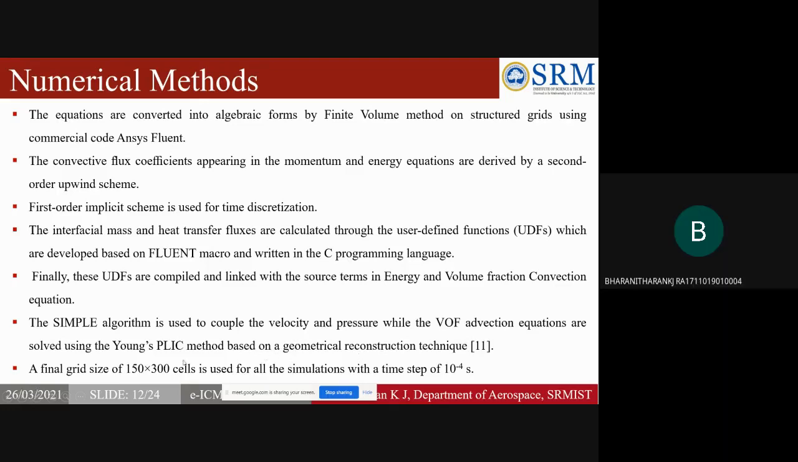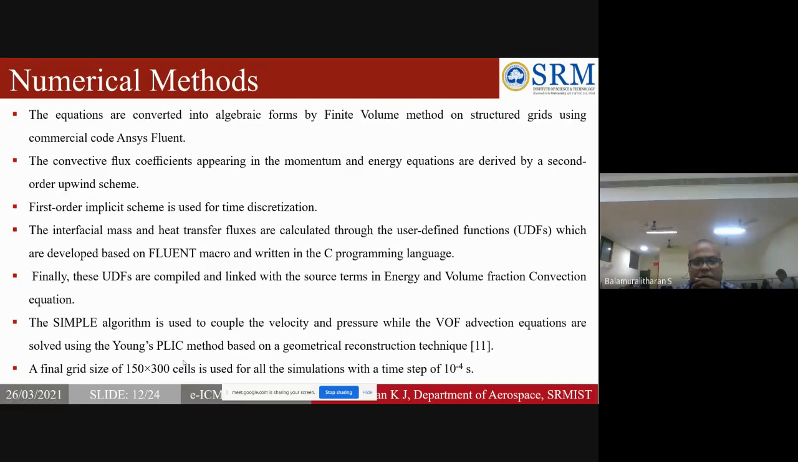Yes, sir. A lot of methods. Which one do you actually use? Finite volume method, and another, C programming. A lot of things are there. Which one do you use?